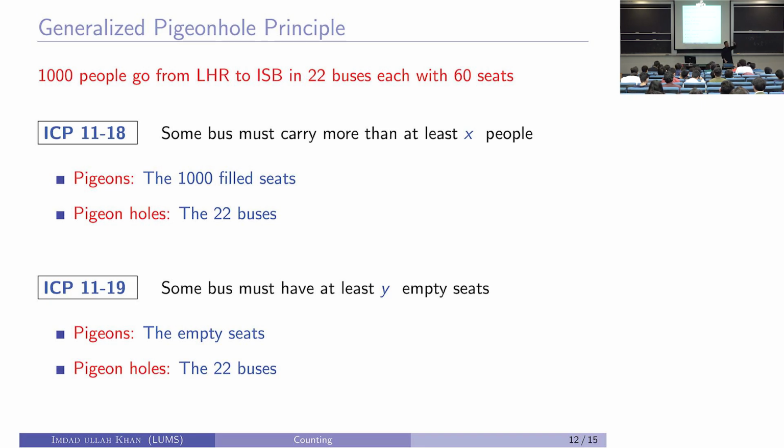22 times 60 minus 1,000, right? 22 times 60, that's the total number of seats, minus 1,000 are filled seats, so the remaining are empty. These empty seats will be in some of these 22 buses, right? The Pigeonhole principle says these number of empty seats divided by 22 must be in one of these buses. Okay?